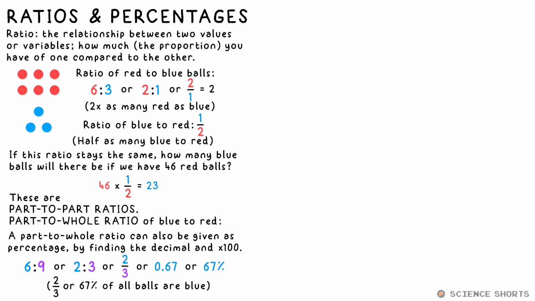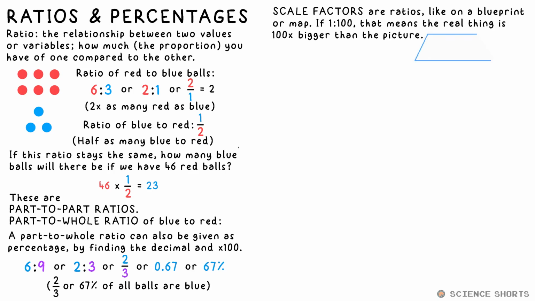Any percentage is just a ratio of how many parts to a whole of 100. Any ratio, usually one that's a fraction, can be turned into a percentage by multiplying the decimal by 100. To find a proportion of something using a percentage, we multiply by the decimal versions. Scale factors are an example of ratios.